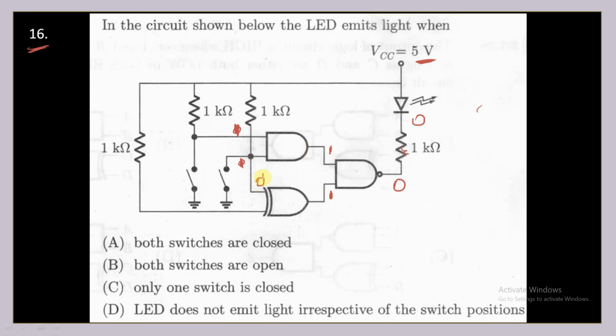And the XOR gate, so this is 1. And what is the other input? It is also 1. Then definitely your XOR gate output will be 0. If your switch is closed, then your XOR gate output is becoming 0. Let's say if the switch is open, then the AND gate output is becoming 0. So that's why, whether the switch is on or off, your LED is not going to turn on. So it's option D.